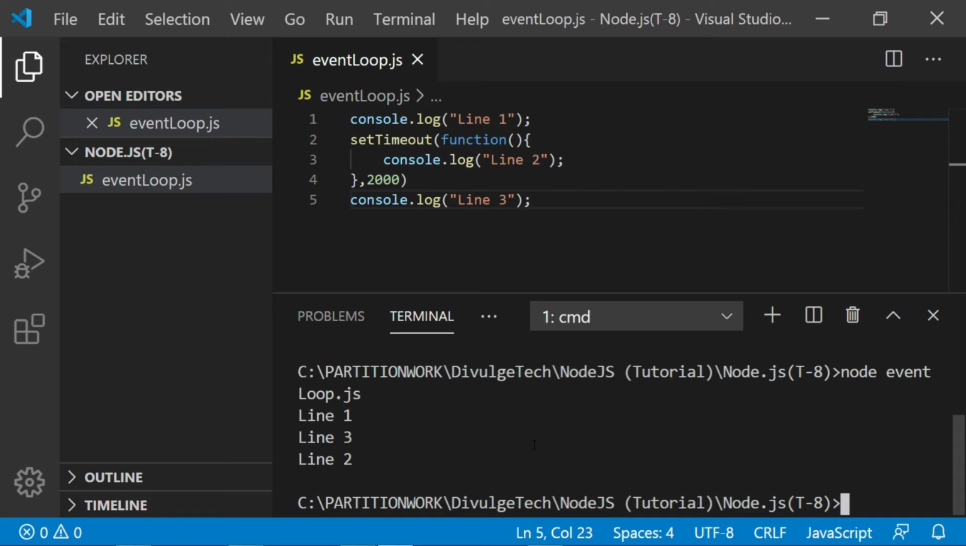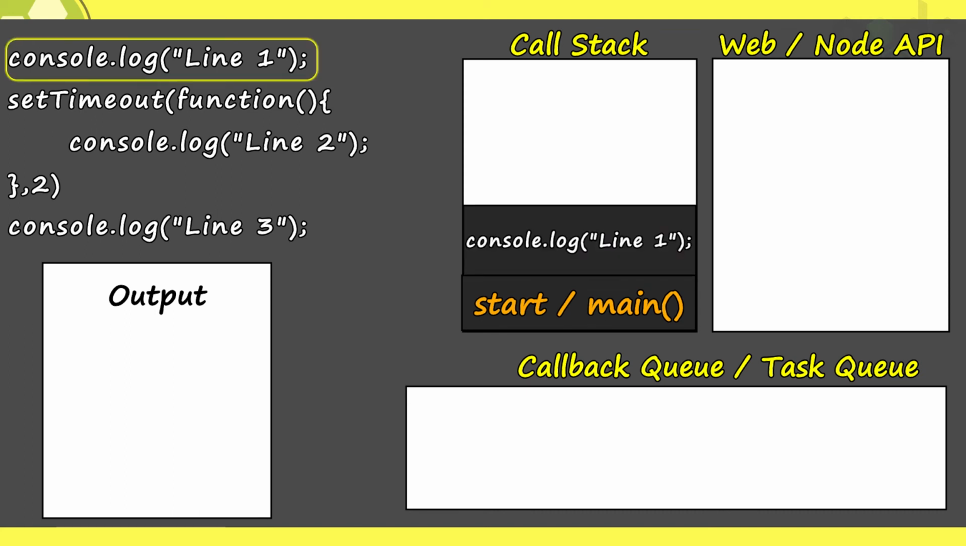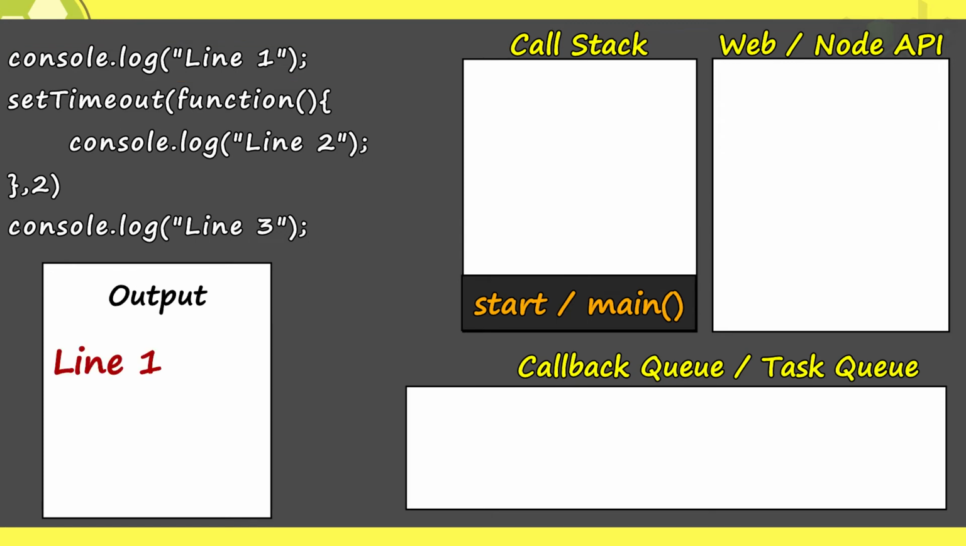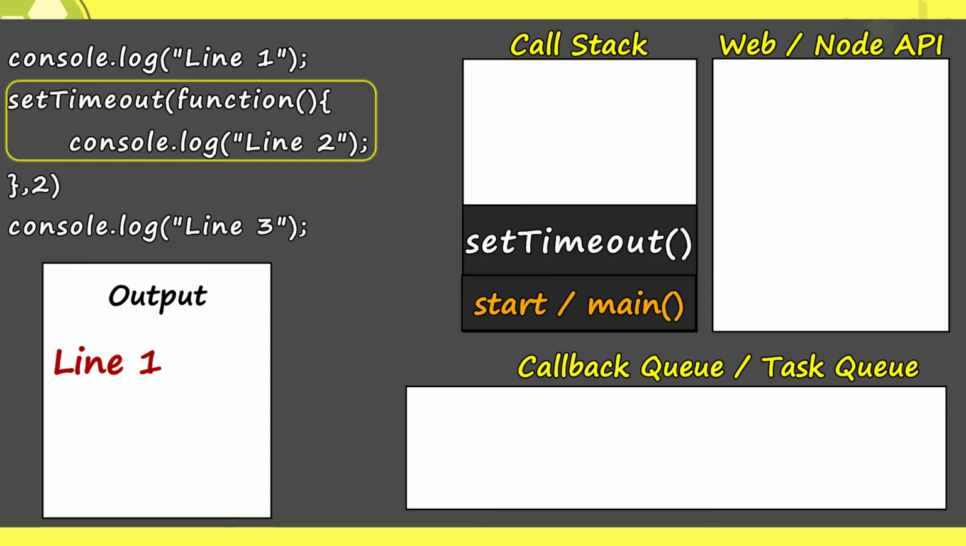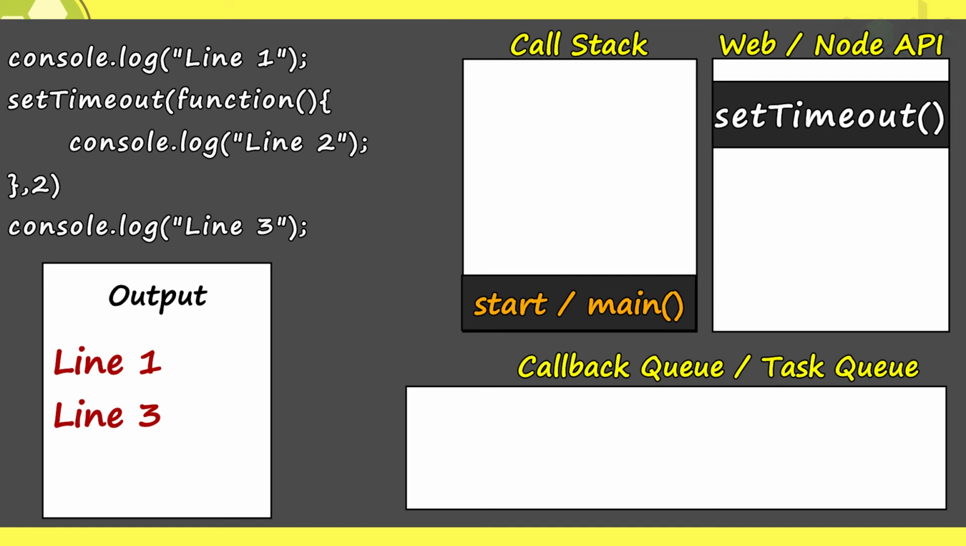Let's try to understand what actually happens in the call stack when this kind of program runs. The first thing is that line 1 goes to the stack. Now this is a line which gets executed immediately anyway. So the output is line 1. The next thing is setTimeout. Now this is something which is going to take some time. So the API takes care of it. It holds the timeout and it will wait for 2 seconds, by which time line 3 gets executed.